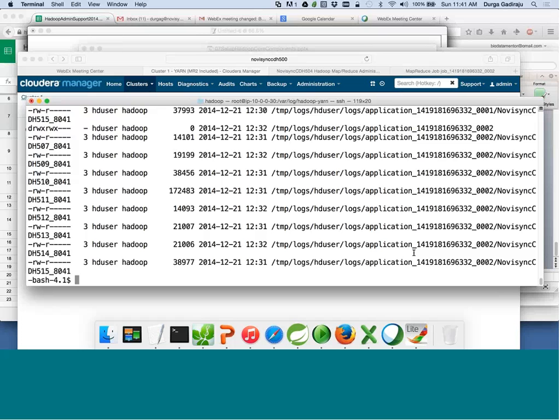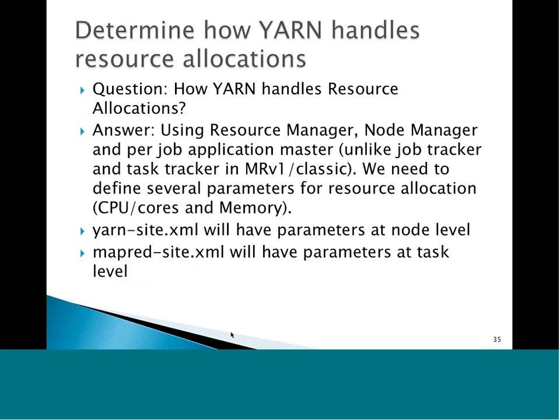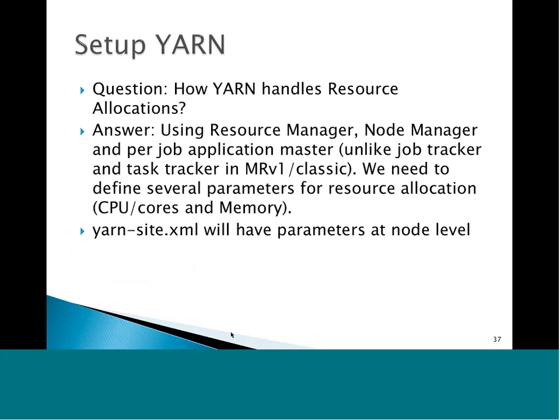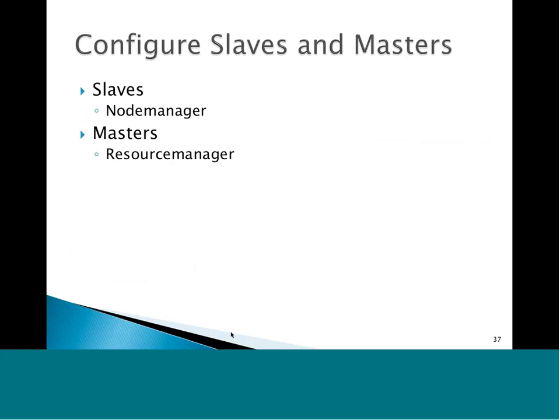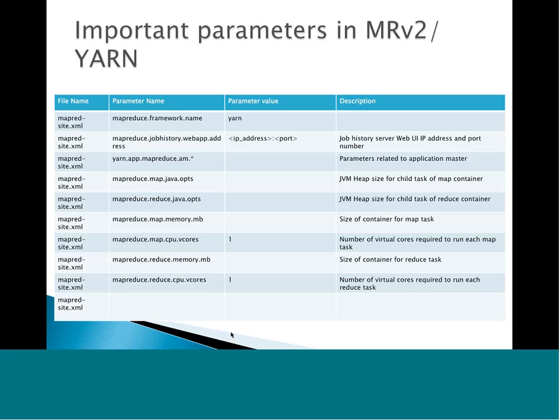Okay, so the consolidation of logs is also another significant difference between Classic and yarn. Okay, so we'll take a break now for 10 minutes, and then we have already done the configuration and we have seen the parameter files. We will talk about important parameters in MRv2 or yarn. I am pausing.